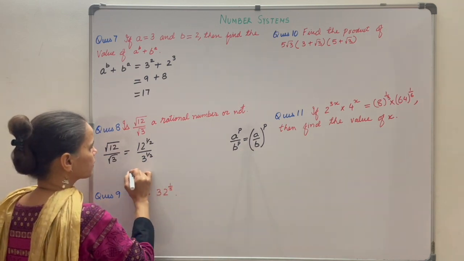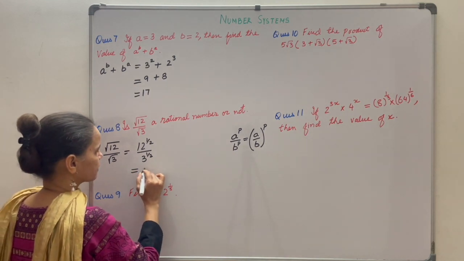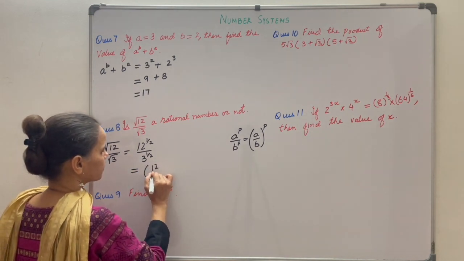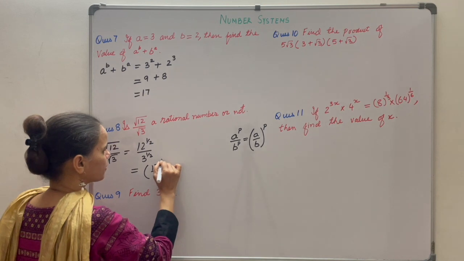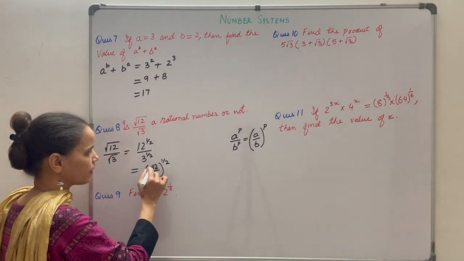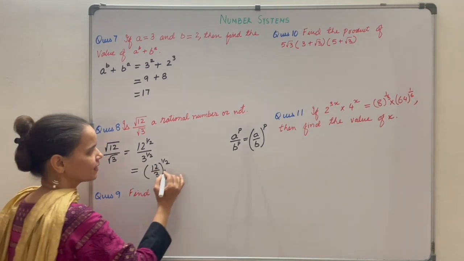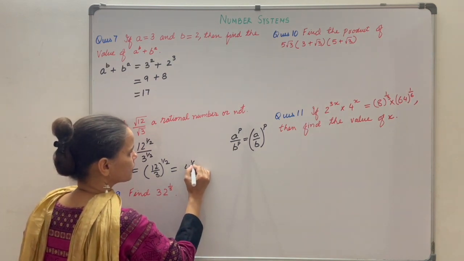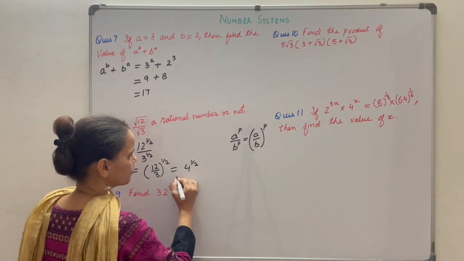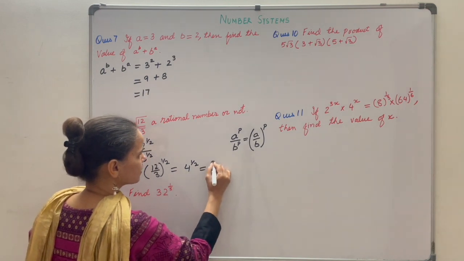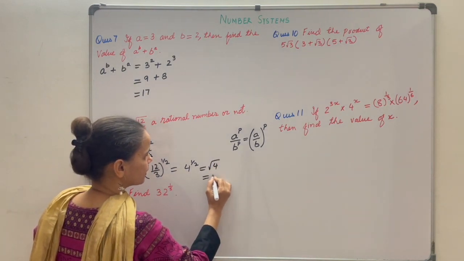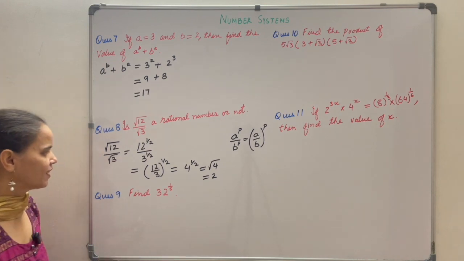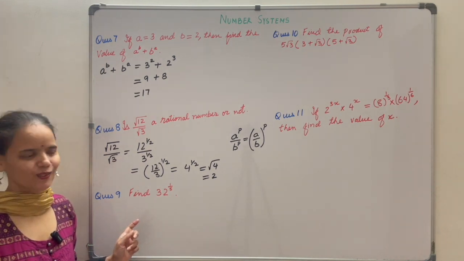So what will you get? You will have 12 upon 3 whole raised to the power 1 by 2. And you can divide 12 by 3. So what will you get? 4. So inside the brackets you have 4, and this is raised to power 1 by 2. So you know that we can rewrite this as square root of 4, and that is 2. Now let us take the 9th question.